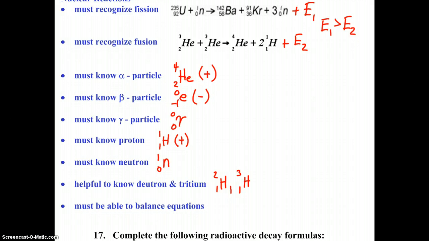Lastly, in our little introduction here, we're going to discuss that you must be able to balance nuclear equations. And before you freak out if you've taken chemistry, this is much, much easier than balancing equations in chemistry. Before we do this, and we're going to use number 17 in the problem set as our example here, I'd encourage you to take that out and be looking at that and write these down as we go.